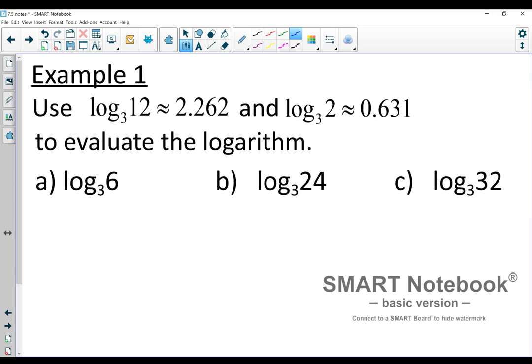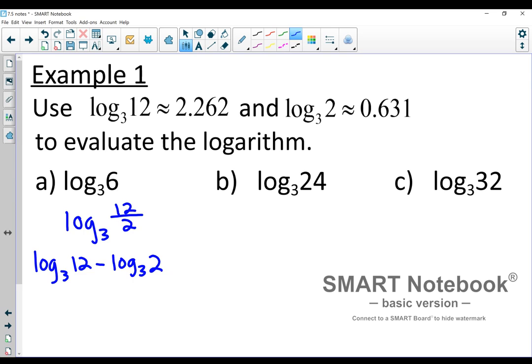So I know that 12 divided by 2 is 6. So I'm going to write that this is log base 3 of 12 divided by 2. And then I'm going to use those properties and say that this is log base 3 of 12 minus log base 3 of 2. So when we have division, we subtract.